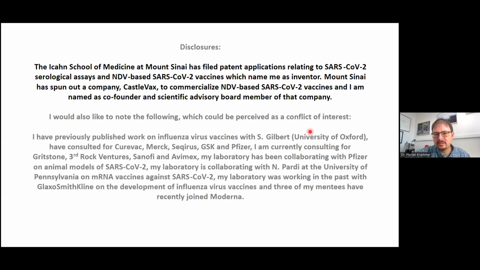I think the most important one is that Mount Sinai is developing SARS-CoV-2 vaccines, and IP for that has been filed. And Mount Sinai is also working on spinning out a company, CastleVax, to commercialize these SARS-CoV-2 vaccines. And I'm a co-founder of that company, and I'm on the scientific advisory board. And that will become relevant in the end because I was asked to give a little overview of where we are with that vaccine development.